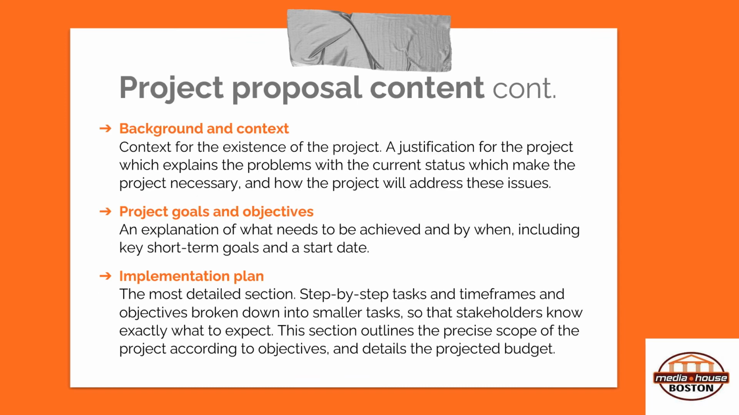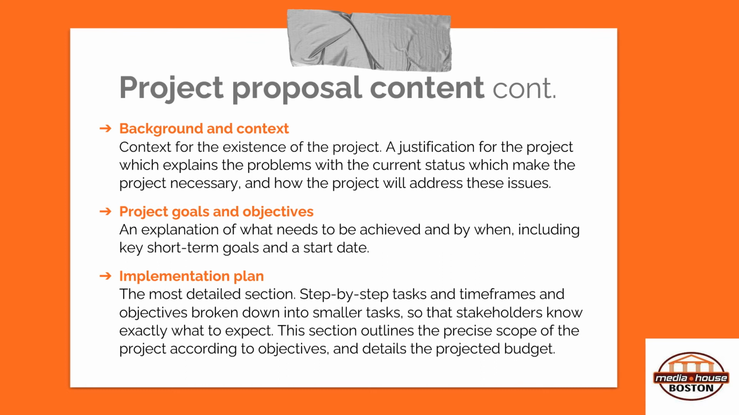The next section that you might include in your project proposal is the background and context. So this is the context for the existence of the project, a justification which explains the problems with the current status that makes the project necessary, and how the project will address these issues. Then you need project goals and objectives, an explanation of what needs to be achieved and by when, including short-term goals and a start date. So that's pretty self-explanatory, very important.